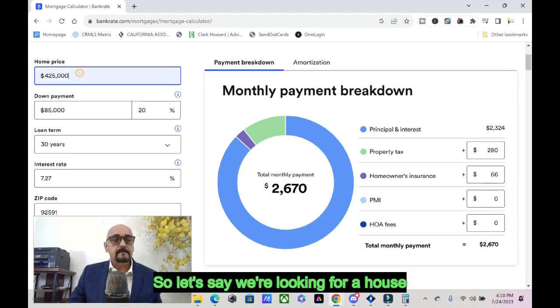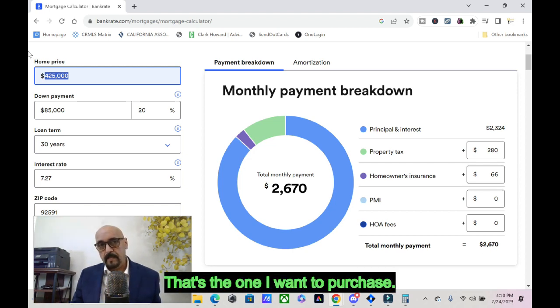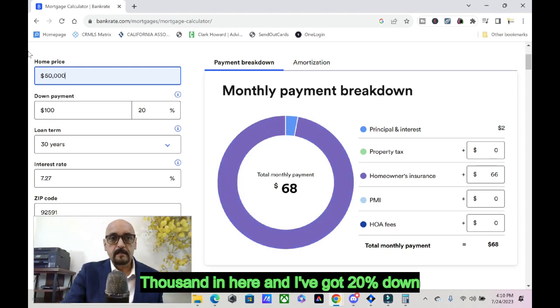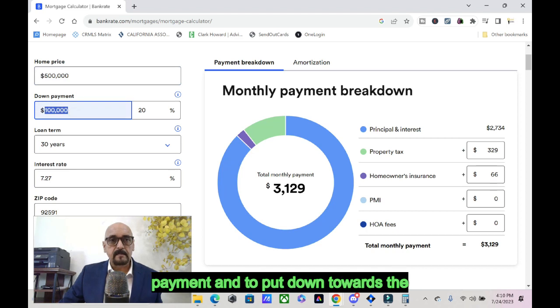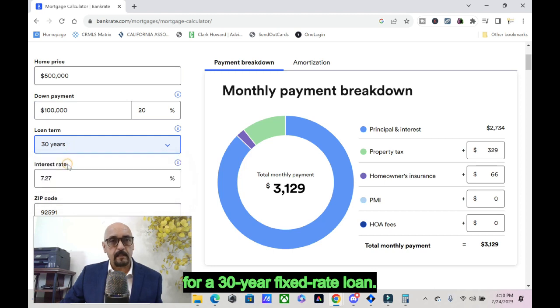So let's say we're looking for a house of about $500,000. That's my dream home, the one I want to purchase. So I punch in $500,000 here, and I've got a 20% down payment to put towards the purchase of the house, and we're looking for a 30-year fixed rate loan.